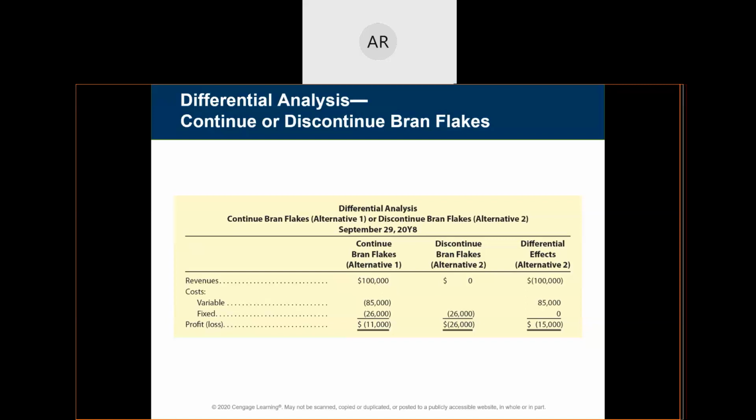I would discontinue the Bran Flakes because there's a fixed cost of $26,000, even though I discontinued it, which is not going to change anything. The only thing that was changing anything, I guess, was the fact that I had it on the shelves and I was gathering revenue from it. But it wouldn't really make a big difference for me to continue it. So I feel I need to discontinue it, because I'm going to have a profit loss of 26,000.